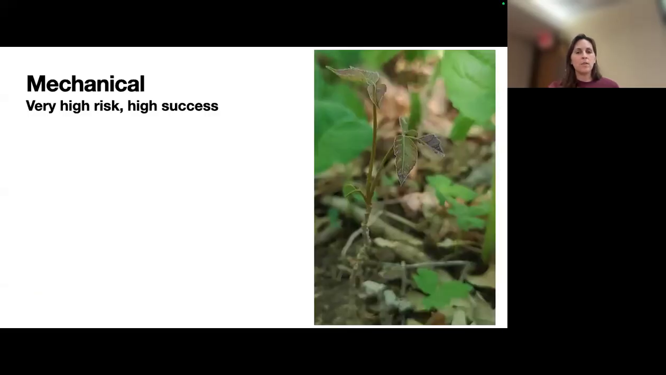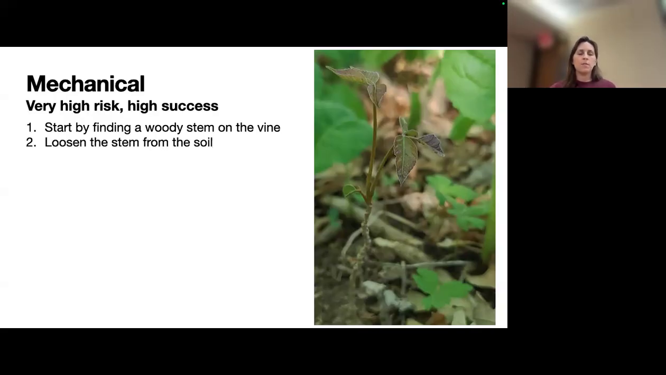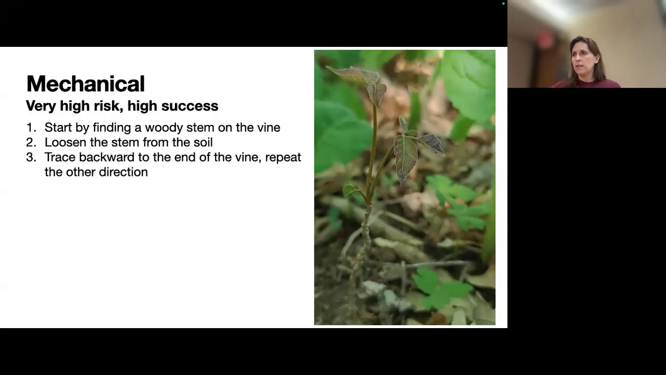All right, so if a person were to go about doing this, the first thing that you would do is start by finding a woody stem. And so here's that woody stem. You'll notice on that last picture I had it holding up by the woody stem. And then you loosen the stem from the soil. And then you trace backward underneath those rhizomes until you finally either break the rhizome or you hit the end.